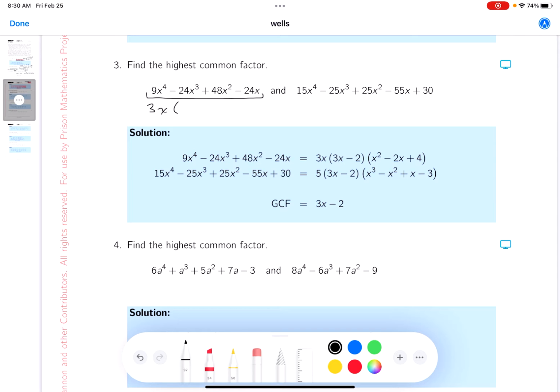You would get 3x cubed. Excuse me one second. And then you'd get, let's see, minus 8x squared. And then you would get 16x. And then you would get minus 8.